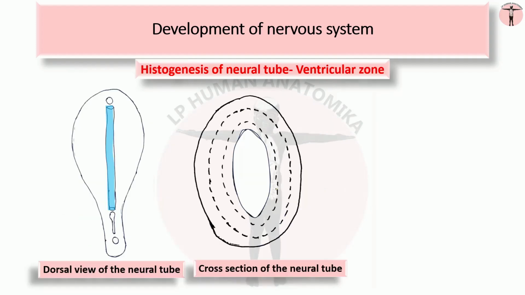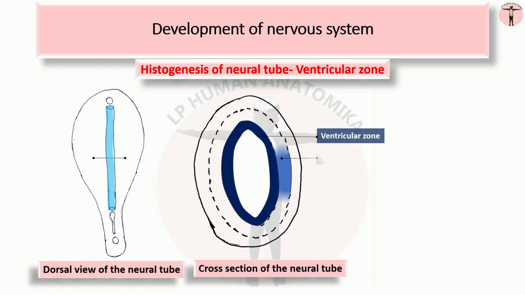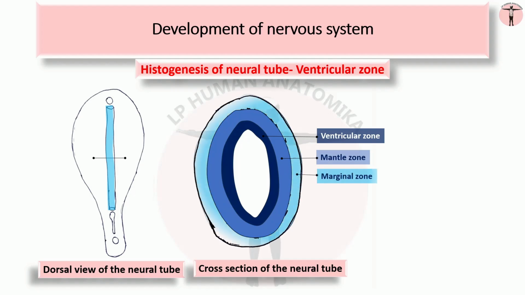Now let us see the histogenesis in general occurring in the wall of the neural tube. When we observe the cross section of the neural tube, the wall of the initial neural tube differentiates itself into 3 zones from the lumen to outside: ventricular zone, intermediate or mantle zone, and marginal zone.